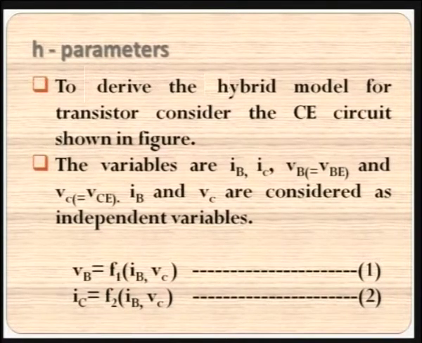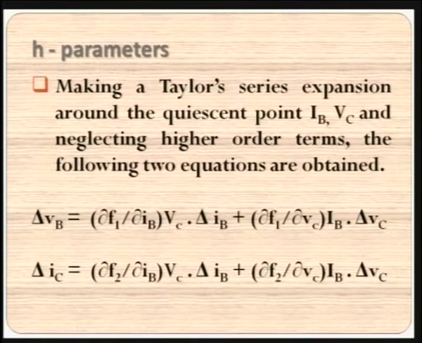So, this is how we have formulated the H parameters, making a Taylor series expansion around the quiescent point IB, VCE, and neglecting higher order terms. The following 2 equations are obtained. This is how we expand the expression when we have IB and VC as the independent variables and VB and IC as dependent variables. So, we have just done the mathematical treatment to the function.